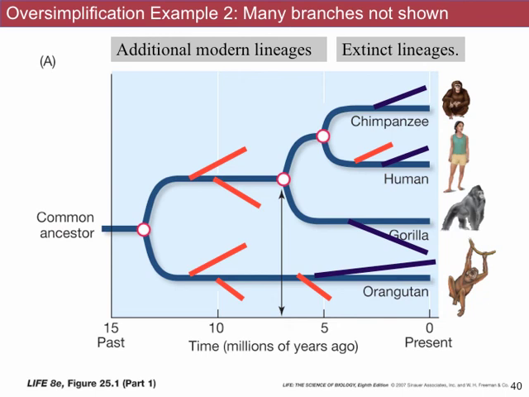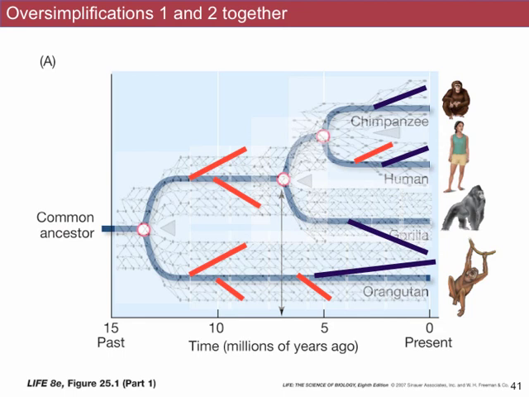If we have fossil data, we can represent some of these extinct lineages, and you will see this later in the course when we talk about fossil information. So you can draw extinct lineages on a phylogenetic tree, but they're frequently not included. And of course, you combine the two. So there were populations for each of these lineages, many branches not shown, extinct lineages.